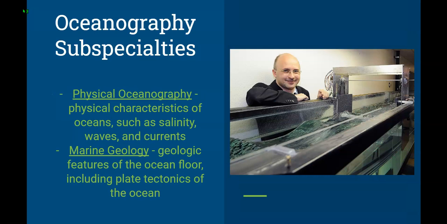There are also some subspecialties within oceanography. 2 examples are physical oceanography, which looks at the physical characteristics of oceans, such as salinity, waves, and currents. And then there is also marine geology. This looks at the geologic features of the ocean floor, including the plate tectonics of the ocean.